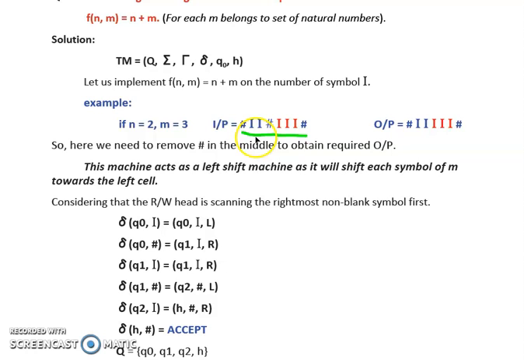Now for this particular input, what we have to do is add 2 plus 3, that is n plus m, to obtain the output. So 2 plus 3 is equal to 5. That means in the output we should have 5 consecutive I's. So our output will be represented using a hash in the starting and a hash in the ending, and the output will be 5 consecutive I's, because 2 plus 3 is equal to 5.